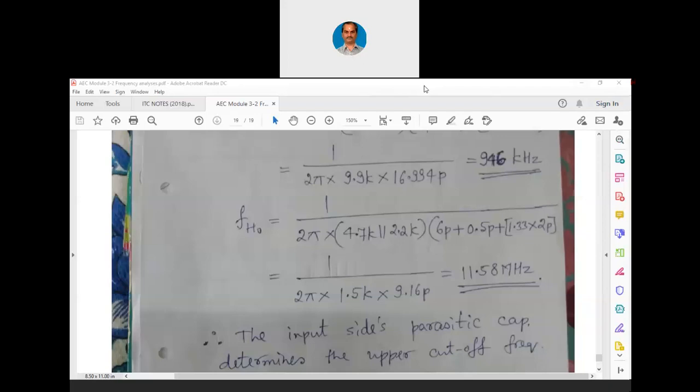Okay, the answer is with the Miller's counterpart. You can remember Miller's input counterpart is (1 minus AV) into the parasitic capacitance between base and collector, or gate and drain. Now on the output side it is 1 minus 1 by AV. That 1 by AV is always a lesser number, whereas AV is a larger number. Even 1 minus AV is a larger number. 1 minus 1 by AV is a lesser number. That is how the output side Miller's counterpart is a lesser value when compared to the input side. Naturally, it is the input side that is going to be predominant for the amplifiers as far as the high frequency response is concerned.